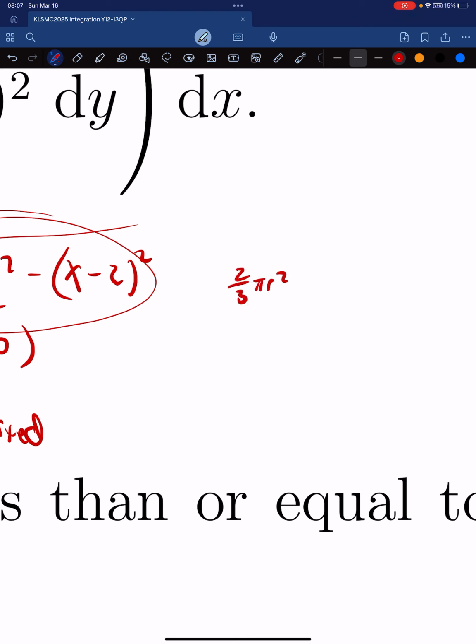Now let's think about problem 13. Problem 13 is another multivariable integration question, and it's basically integrating the floor function of x plus y. I'm not going to talk to you about the floor function. You can just read it, right? It literally explains what the floor function is right here.